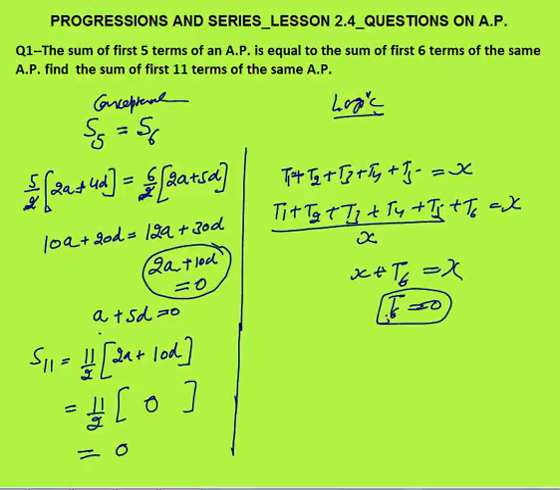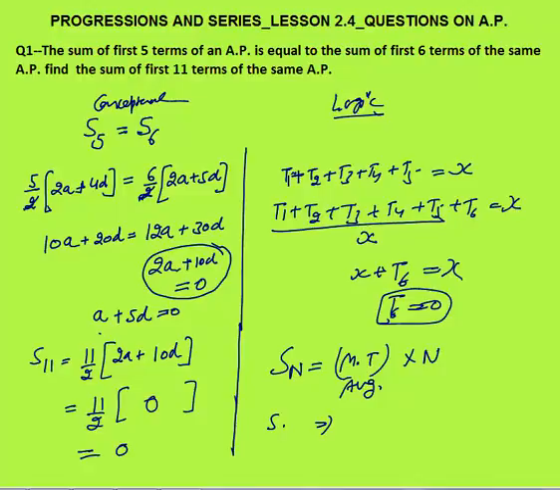Now I told you the third concept, to add the n terms in an AP. The sum of n terms in an AP is equal to the middle term, that is the average, into the number of terms, where the average is the middle term.